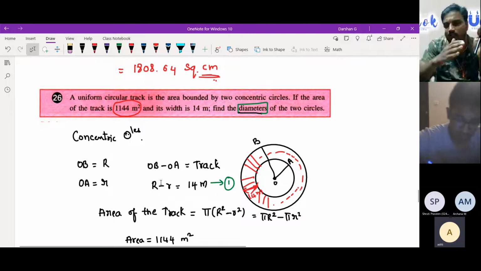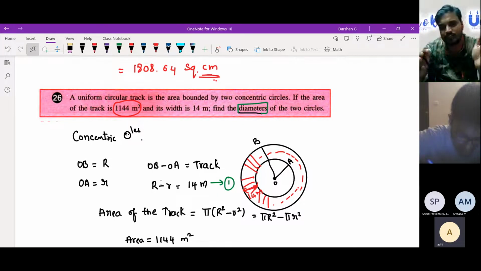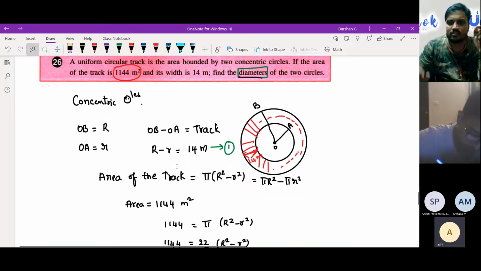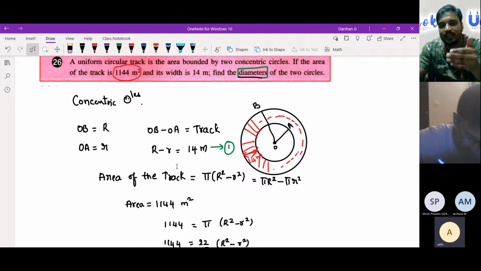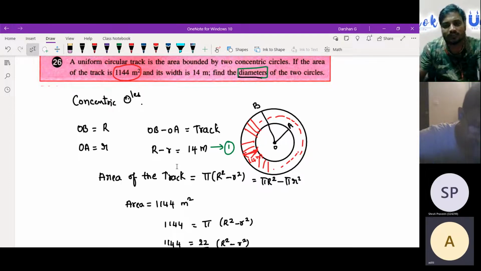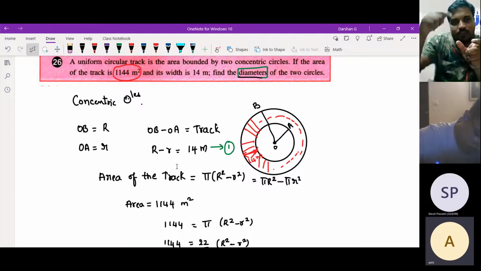Okay, I am just hoping that everybody has understood, but a few students joined late, so I'm starting one quick revision of this question. They told us there are two concentric circles. You should know what a concentric circle is: two circles with the same center point. The bigger radius is OB, and the smaller radius is OA, that is bigger R and smaller r. And the width given is 14 meters, the width of the track.